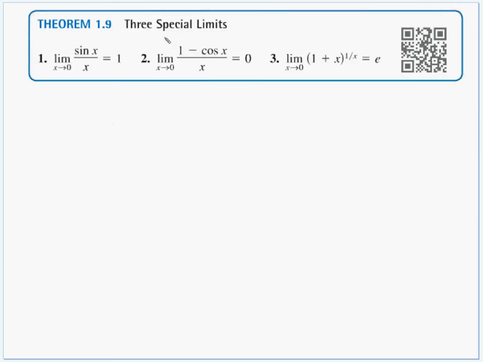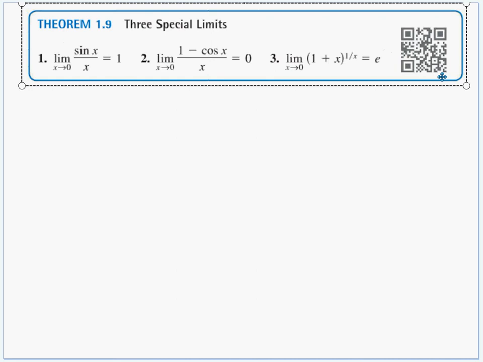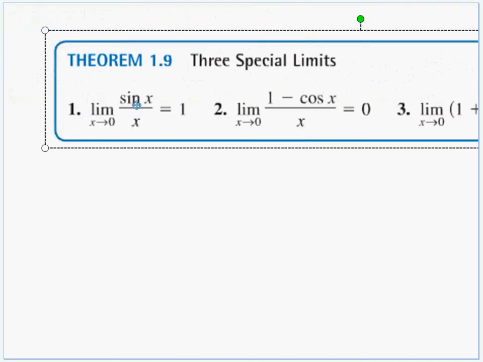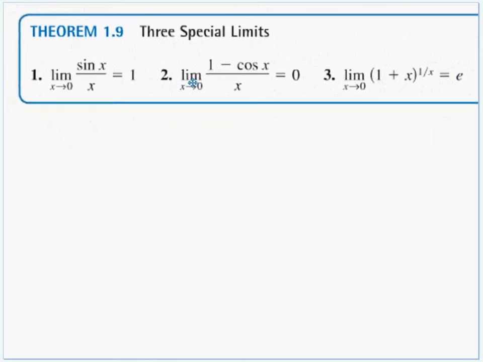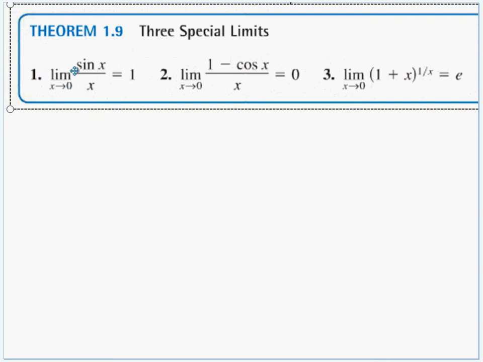This is one of 3 special limits in Theorem 1.9. This is something, if you're taking the AP test, you should be expected to have memorized. The limit as we approach 0 of sine x over x is equal to 1. Number 2, as we approach 0, 1 minus cos x over x is equal to 0. And the third one, as we approach 0, 1 plus x quantity to the 1 over x power, that limit is equal to e. Remember that 2.72, approximately, that exponential base.